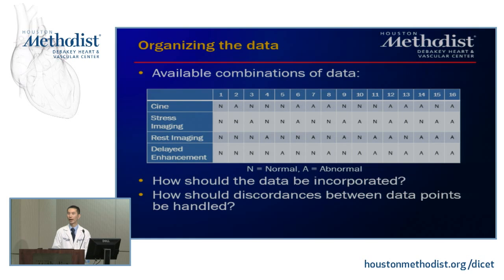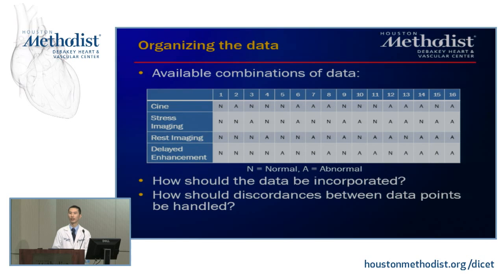In terms of how we combine these data and figure out a systematic approach to interpreting this, as you can see, there's quite a large number of permutations. You can actually do 16 different combinations. So what's the best approach? How should this be handled?